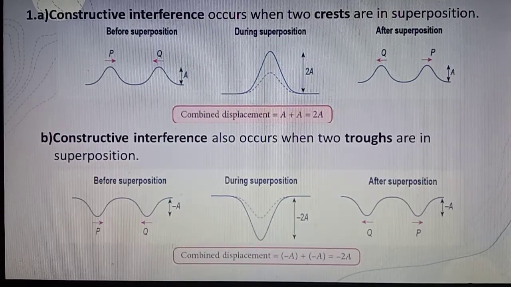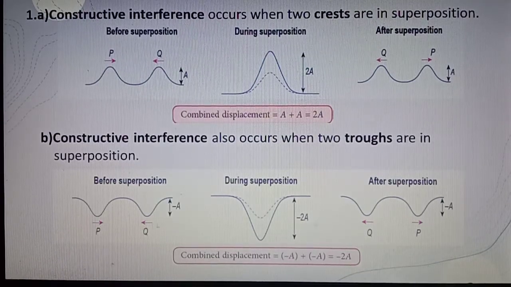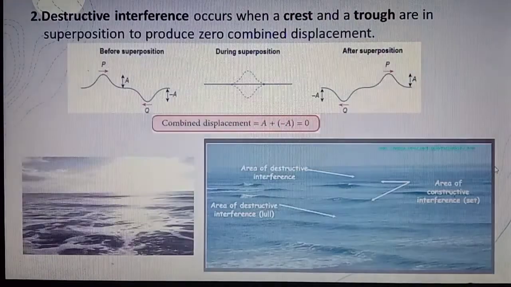Okay, same thing for the two troughs. Two troughs are also in phase. So the combined displacement when two troughs meet equals negative A plus negative A. We put negative because it is in the opposite direction. So we have negative 2A, also a larger amplitude in the opposite direction. These two situations, when two crests meet or two troughs meet, we call constructive interference. So you can sketch the diagram like this to explain the phenomenon of constructive interference.